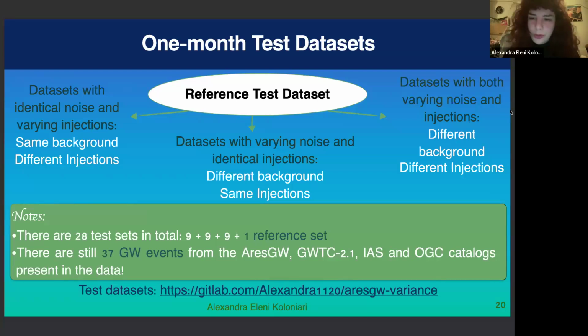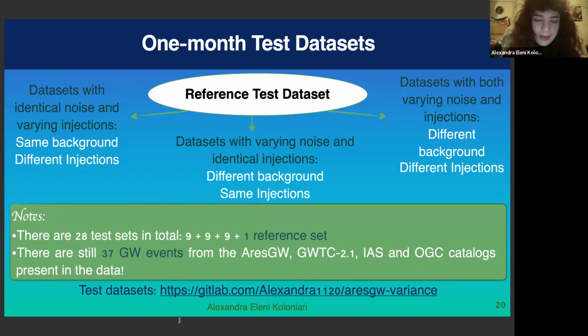However, because we did use the noise file that was used for the challenge, there were still 37 gravitational wave events from the GWTC 2.1, EAS, and OGC catalogs present in the data, because in that file, only the events from the GWTC 2 were removed. Additionally, I also want to point out that here, when we say identical injections, we mean that in terms of parameters. However, because we do inject in different GPS times, we do have different projections. However, that is not a problem, as we will see later on.